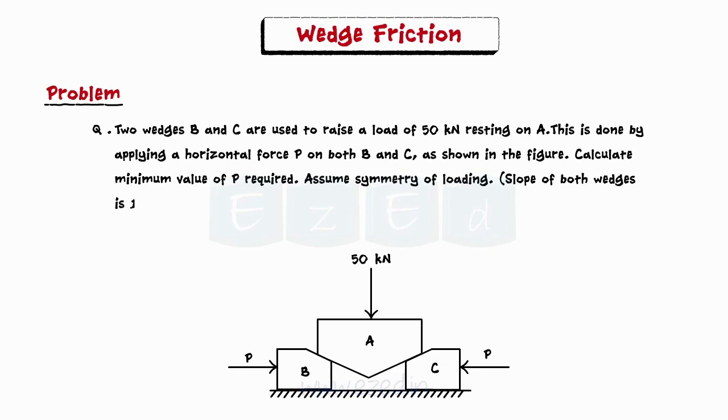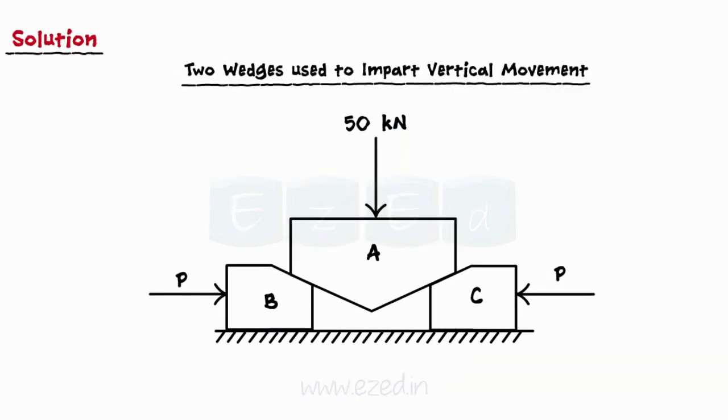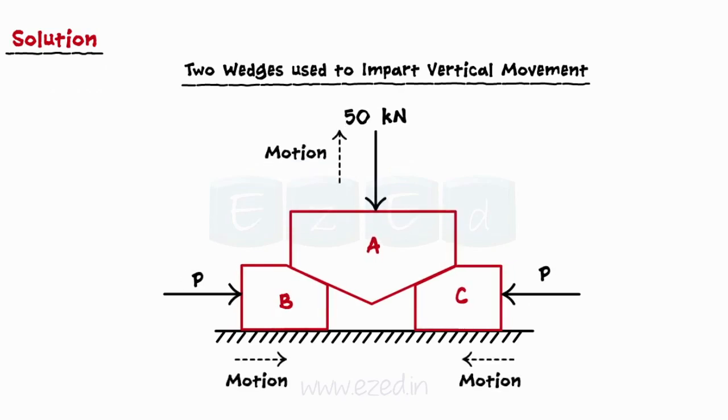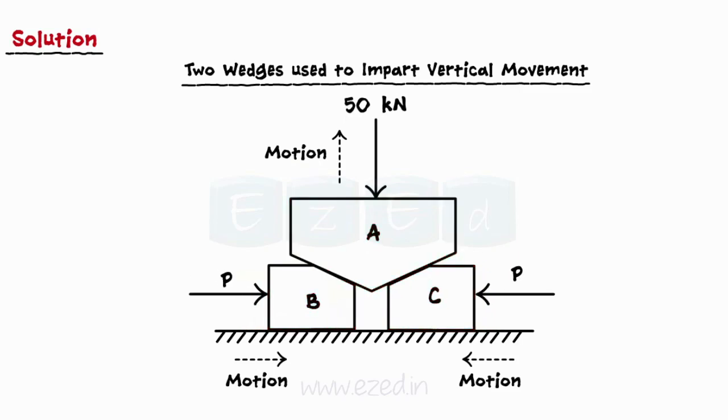Slope of both wedges is 1:10. Coefficient of friction between wedge and ground is 0.3 and coefficient of friction between wedges and A is 0.15. In this case, two wedges are used to impart a vertical movement to load of weight 50 kilonewtons on block A. Equal force is applied to both the wedges B and C, which is driven inside, causing vertical movement.